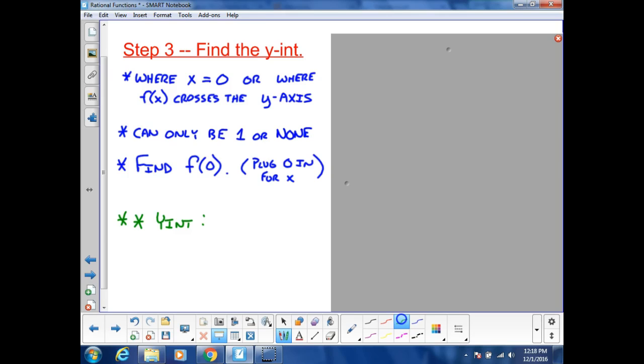Which one's going to be 0? So which one is that? X is the first number in the... So all of them are going to look like 0, comma, some number.